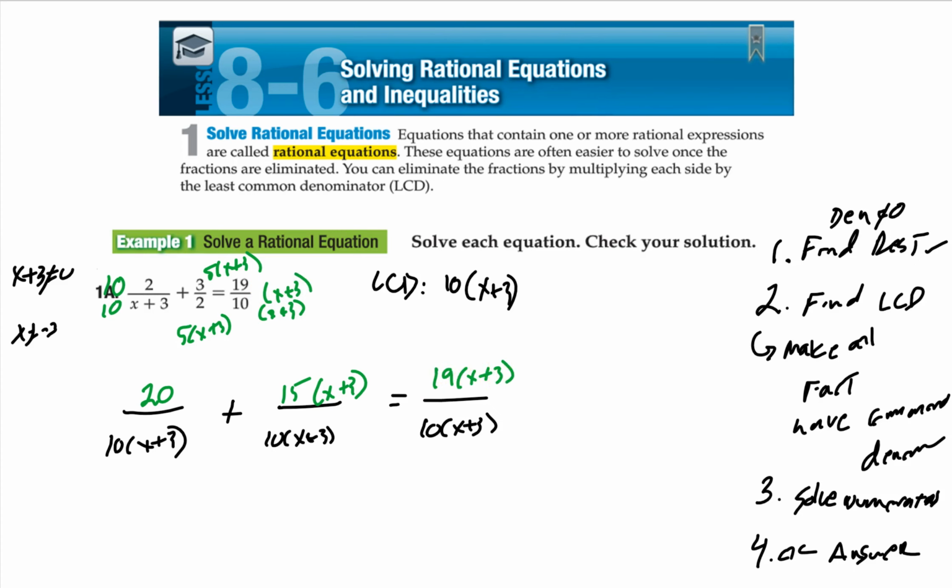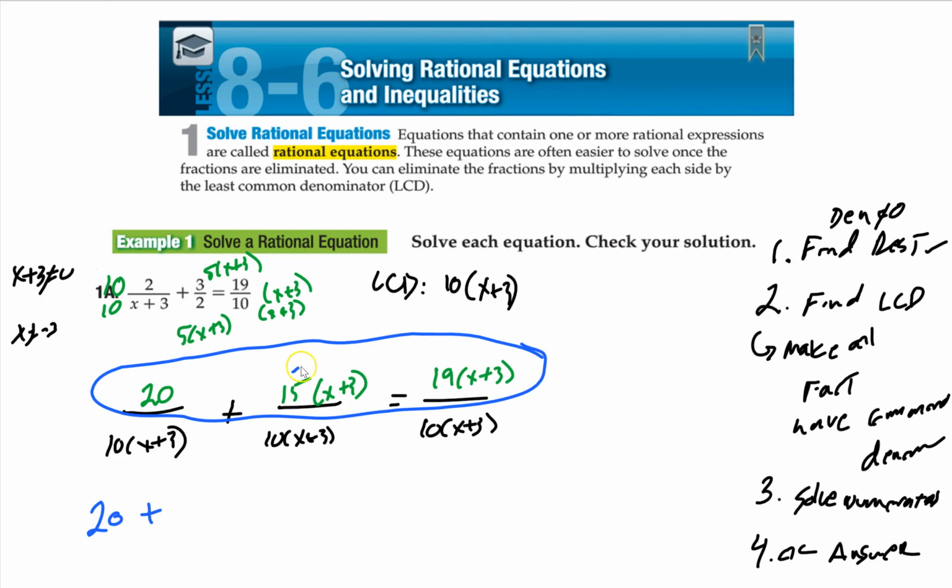Now the whole idea here is once you have that, if you notice, they're all the same denominator. All you have to do is solve the numerators. Just solve this problem right there. Right, so once you get the common denominator, just solve the numerator. So you get 20 plus this. Let's distribute: 15x plus 45 equals. Let's distribute 19x. 19 times 3 is 60 minus 3, so 57.